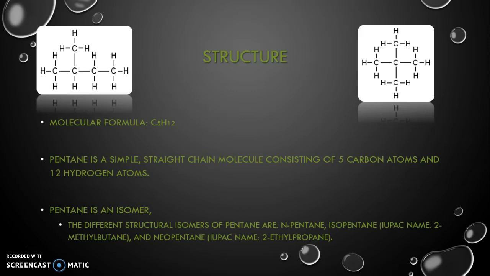Pentane is an isomer, which means it has the unique ability of existing in multiple different structures while keeping the same molecular formula. The different structural isomer branches of pentane are isopentane, which the skeletal structure is right here, and neopentane, the skeletal structure is right here.